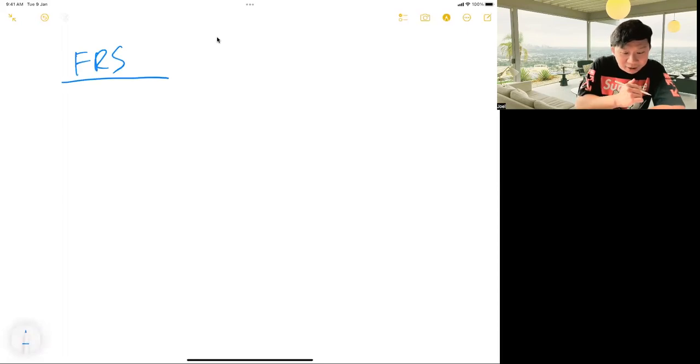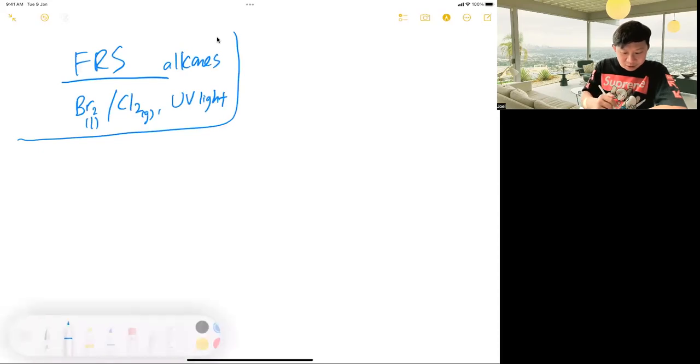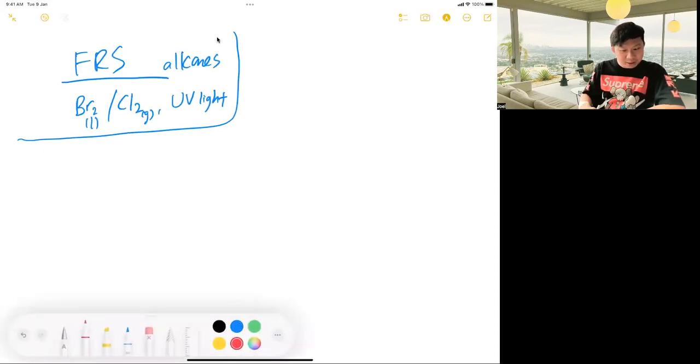First, alkanes. Free radical substitution is only with bromine or chlorine and UV light, which is straightforward. Most of the time it's chlorine now. Bromine is a liquid, chlorine is a gas. This one is finished, one box is enough. I try to squeeze the whole thing into one page only.